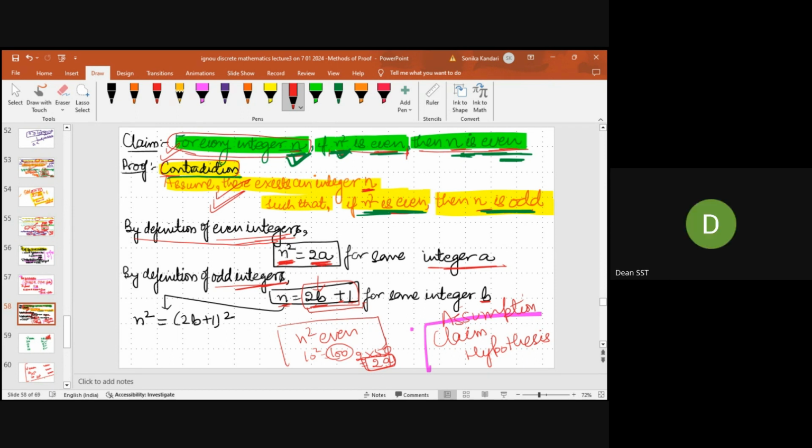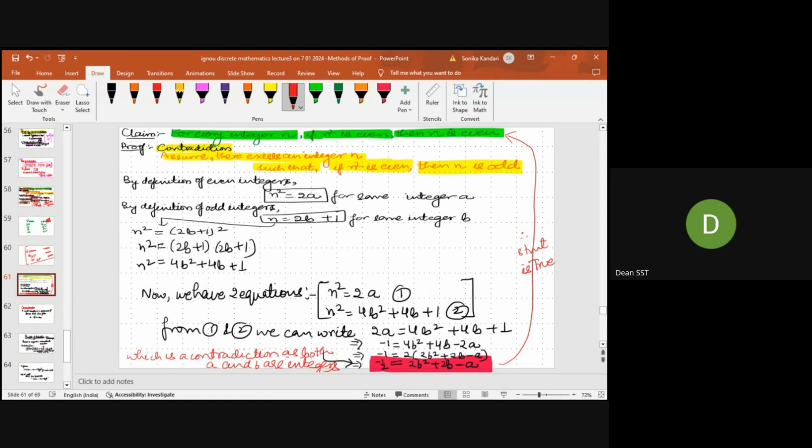Yes, we can represent n square is equal to 2a for even, and by definition of odd integer, n is equal to 2b plus 1. Now n square is equal to 2b plus 1 whole square. So we get n square is equal to 4b square plus 4b plus 1.